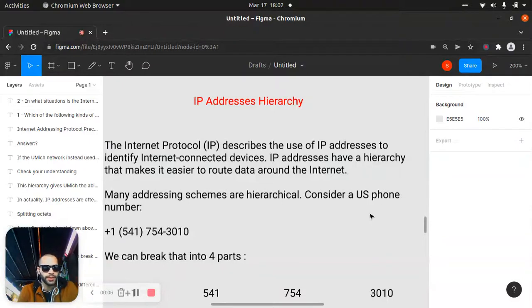Well, today we'll speak about IP addresses hierarchy. So we'll find all solutions for that. With IPv4 and IPv6, it will help us to improve our skills about these IP addresses.